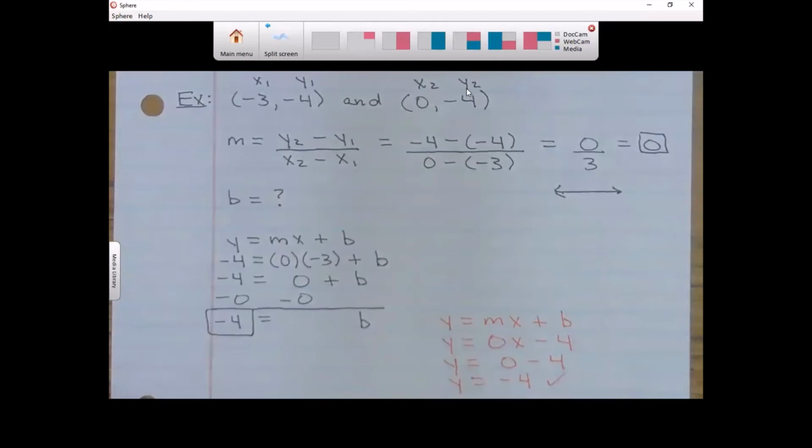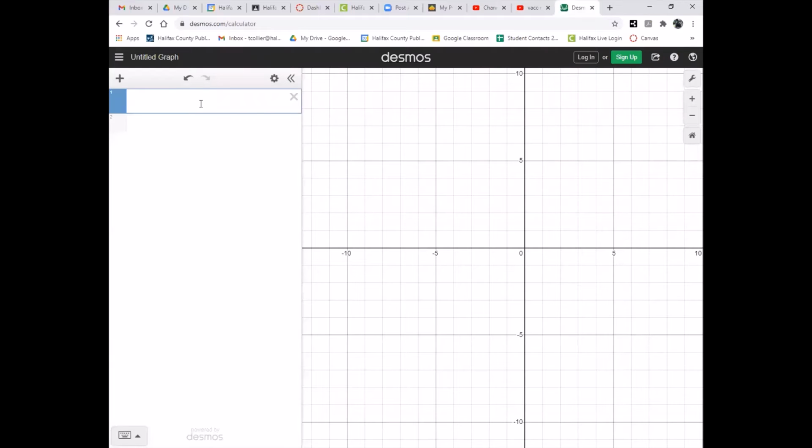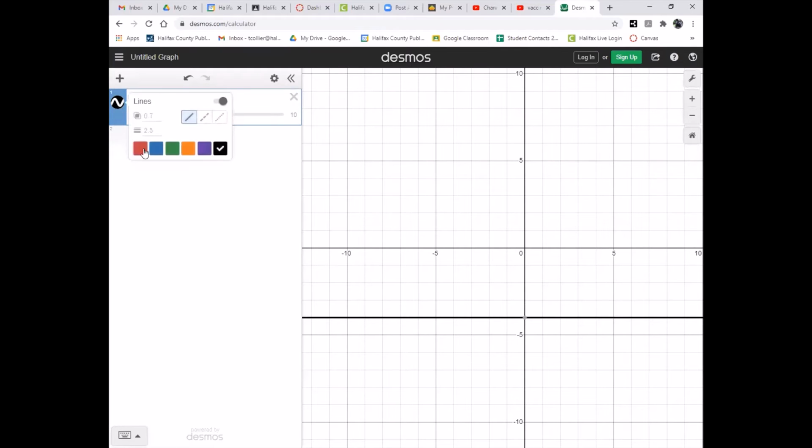So if you were to graph y equals -4, you should get a horizontal line, because we already noted up here that the slope is going to be 0. So let's graph this and see what we get. What I'm going to do is I'm going to go to Desmos, and I'm going to graph the line that we just got. So what we just got was y equals -4. I type in y equals -4, and I get this line right here. And I'm going to change the color of the line to red so you can see it a little bit better.